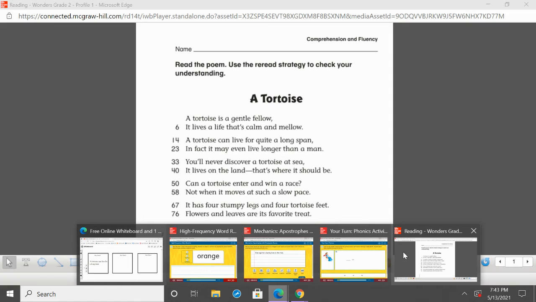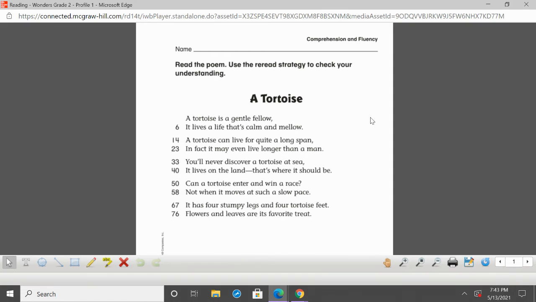So let's go ahead and keep looking for some key details. Another one that stuck out to me says, you'll never discover a tortoise at sea. It lives on the land. That's where it should be. I'm not going to lie to you. When I hear tortoise, I think of a turtle, and I think of a turtle in the water. But they're different things. So that's a super duper important fact there, because we learned that a tortoise does not go out to sea, it is on land. That's important because that's something that a lot of people might not know.